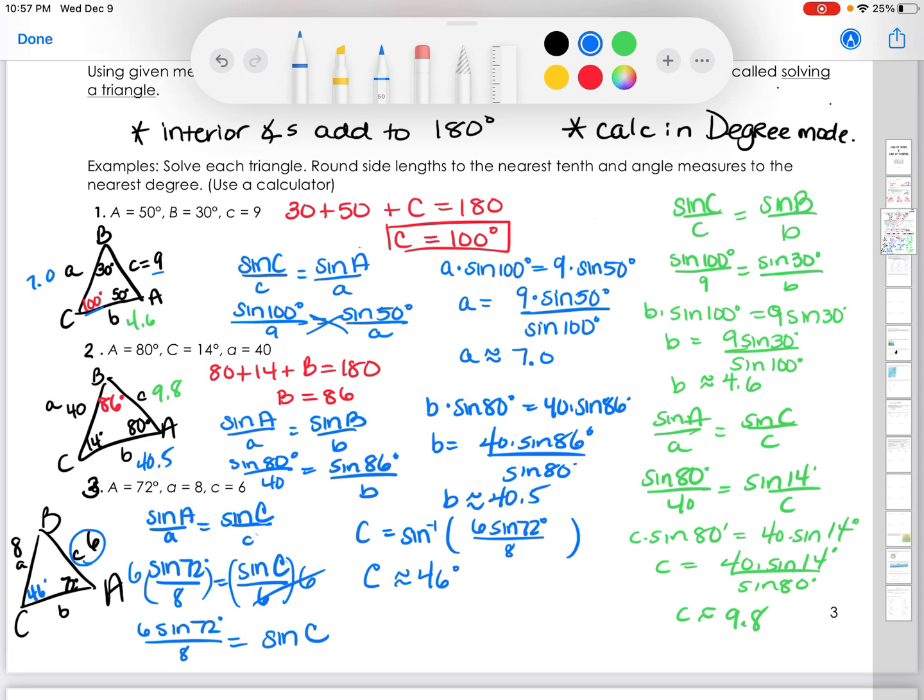From there, we don't need to keep rounding. What we're going to do is say my angles should add to 180. So using 46 plus 72 plus B is equal to 180. And then we will add and subtract. So we're going to get that B is equal to 62. And then lastly, we just need to find lowercase b.